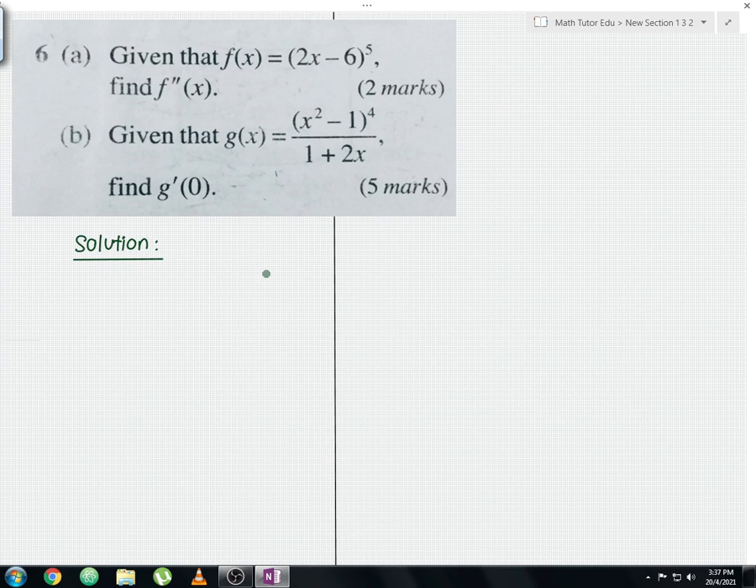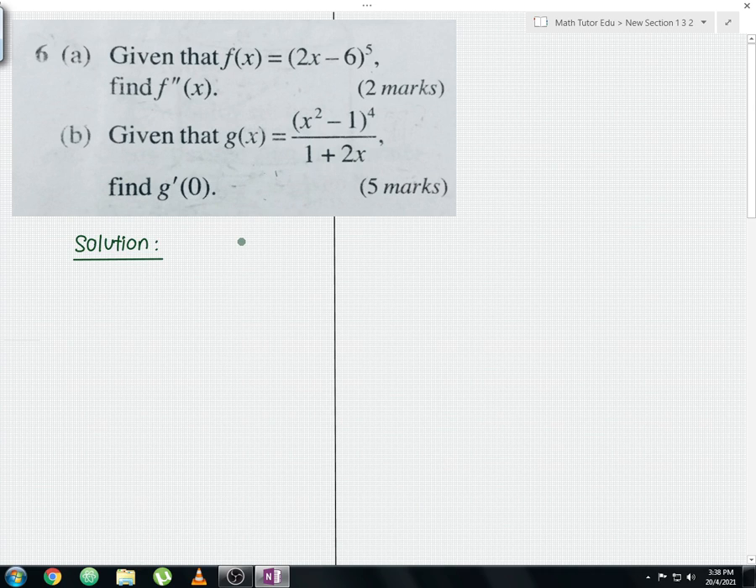Okay, let me read the question now. For the question part A, given that f(x) is equals to (2x minus 6) to the power of 5, find f double prime x. This double prime indicates that you need to perform differentiation two times. Moving on to the question part B, given that g(x) is equals to (x square minus 1) to the power of 4 over 1 plus 2x, find g prime 0. So this is the overall question.